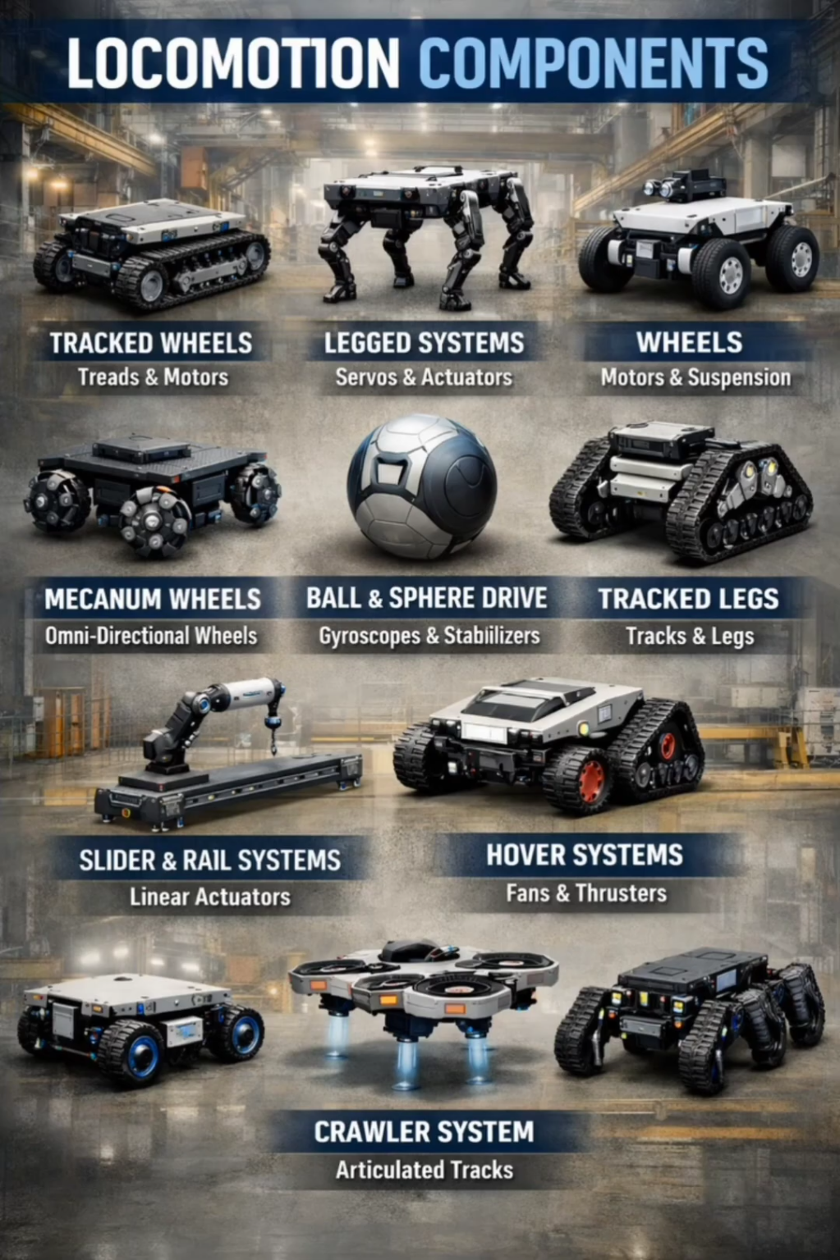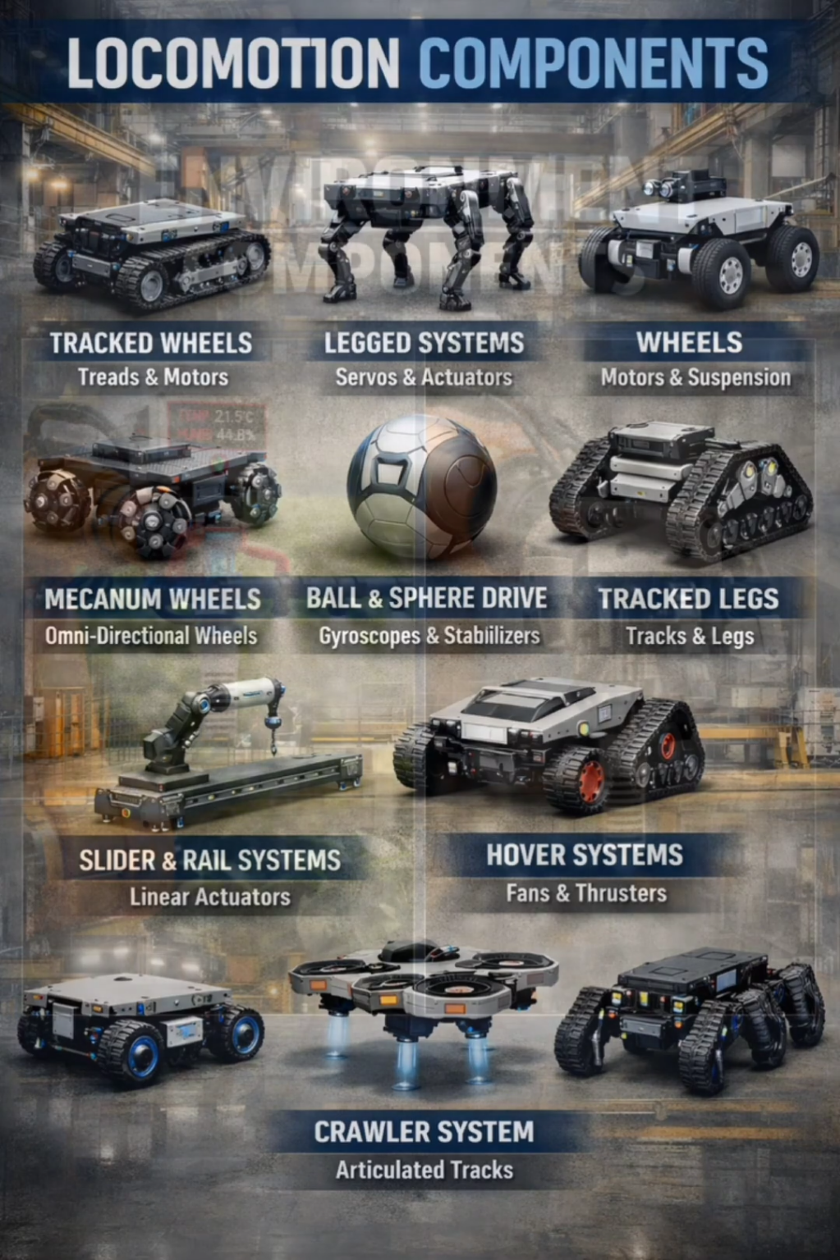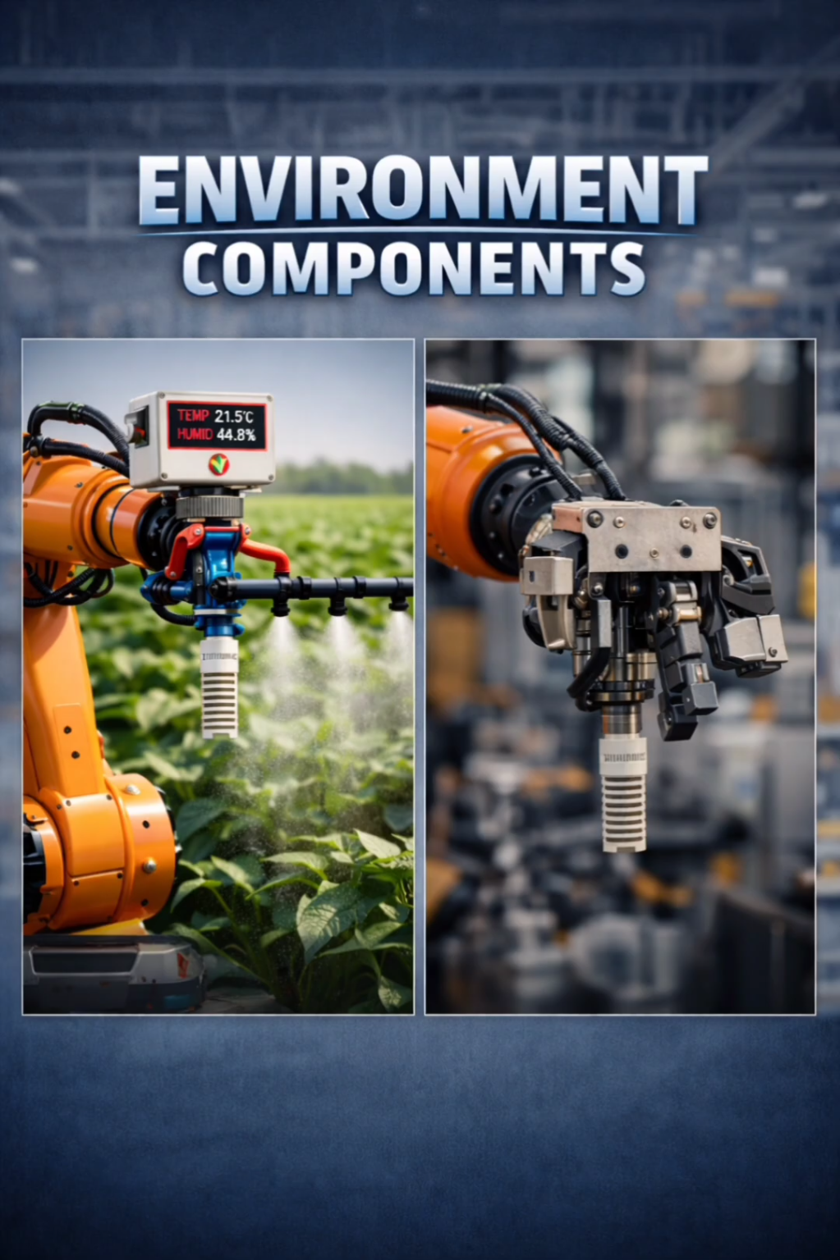Locomotion system. This is how the robot moves. Robots can use wheels, legs, tracks, or even propellers. For example, a robotic vacuum uses wheels, while a walking robot might have legs to navigate more difficult terrain. Environmental systems. These systems help robots interact with their environment. For instance, temperature or humidity sensors help robots perform tasks in dynamic environments, like agricultural robots that monitor crops, or factory robots that adjust based on conditions.